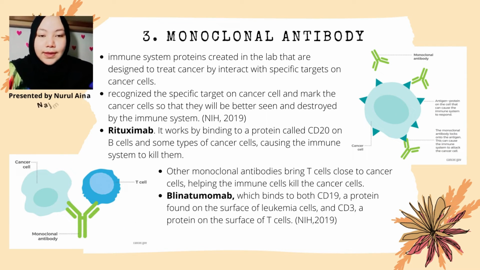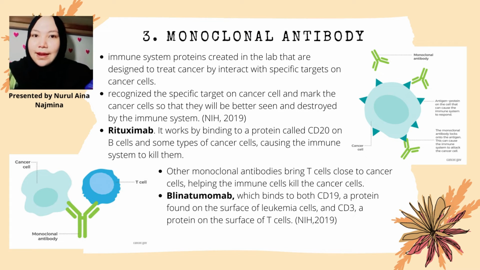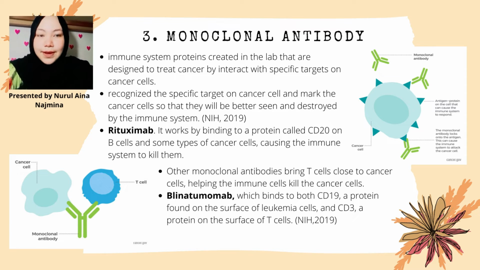Third is monoclonal antibody. Monoclonal antibodies are immune system proteins created in the lab that are designed to treat cancer by interacting with specific targets on cancer cells. Like the antibodies naturally produced in our own body, monoclonal antibodies recognize a specific target on cancer cells and mark the cancer cells so that they will be better seen and destroyed by the immune system. An example is rituximab. It works by binding to a protein called CD20 on B cells and some types of cancer cells, causing the immune system to kill them.